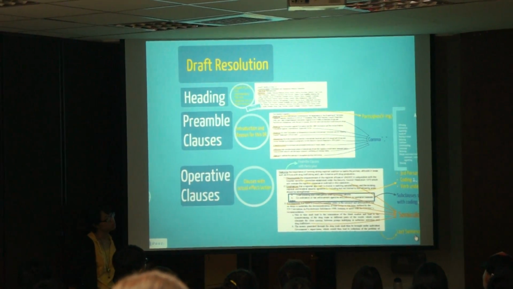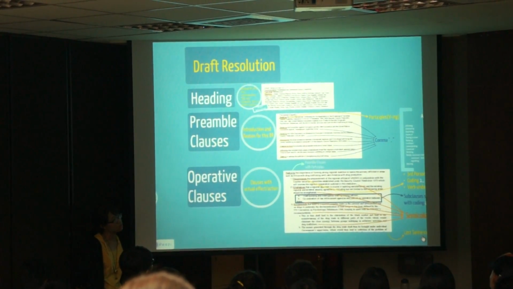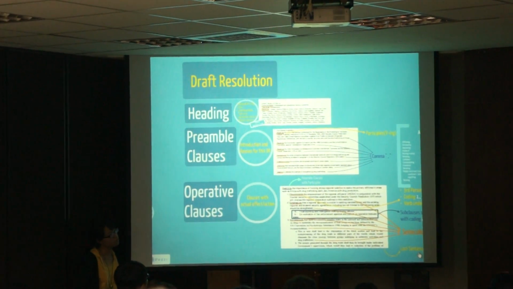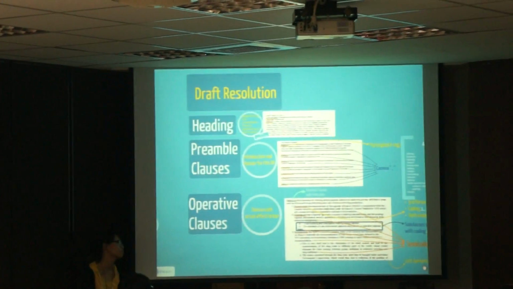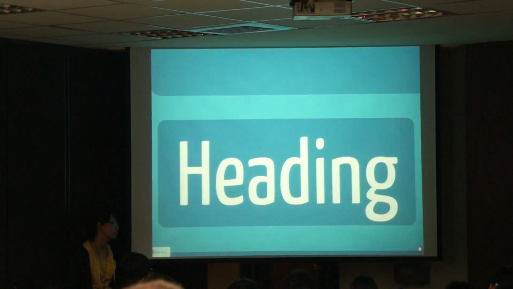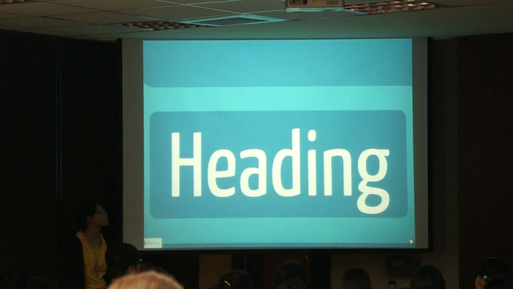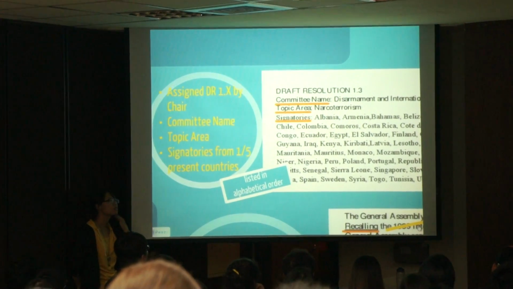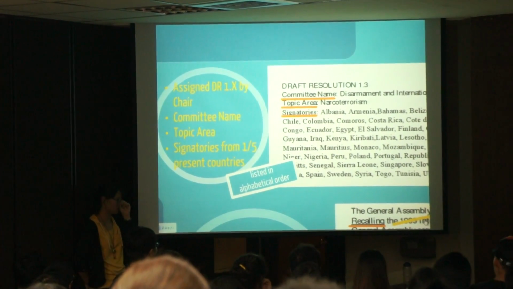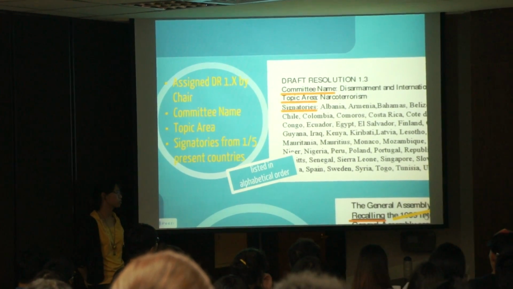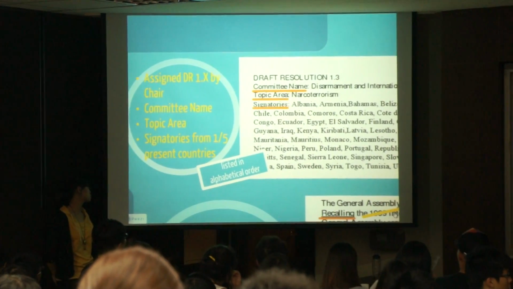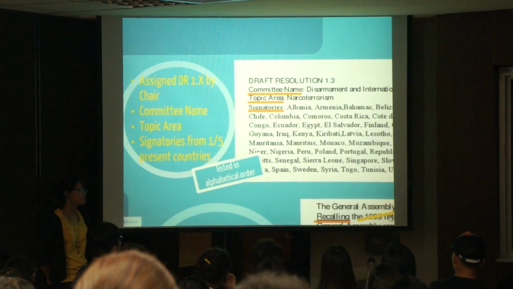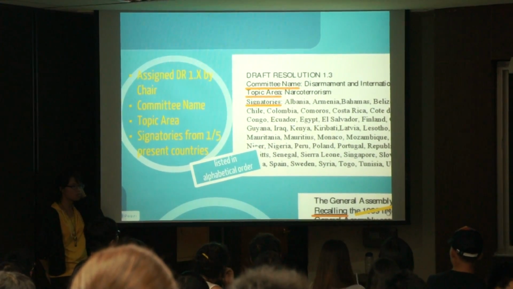However, DR, the most important thing in the conference, is composed of 3 parts: heading, preamble clauses, and operative clauses. Heading is like the very beginning, or the introduction of a DR. And after you submit the DR, it will be assigned DR 1.x by the chair. So this is the number of your DR. You have to use this number every time you want to talk about this DR.